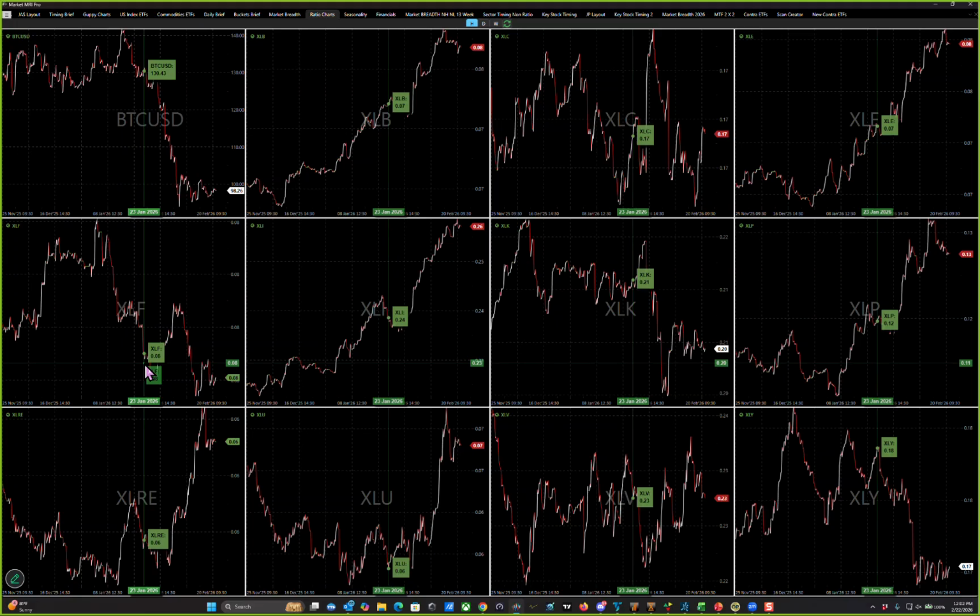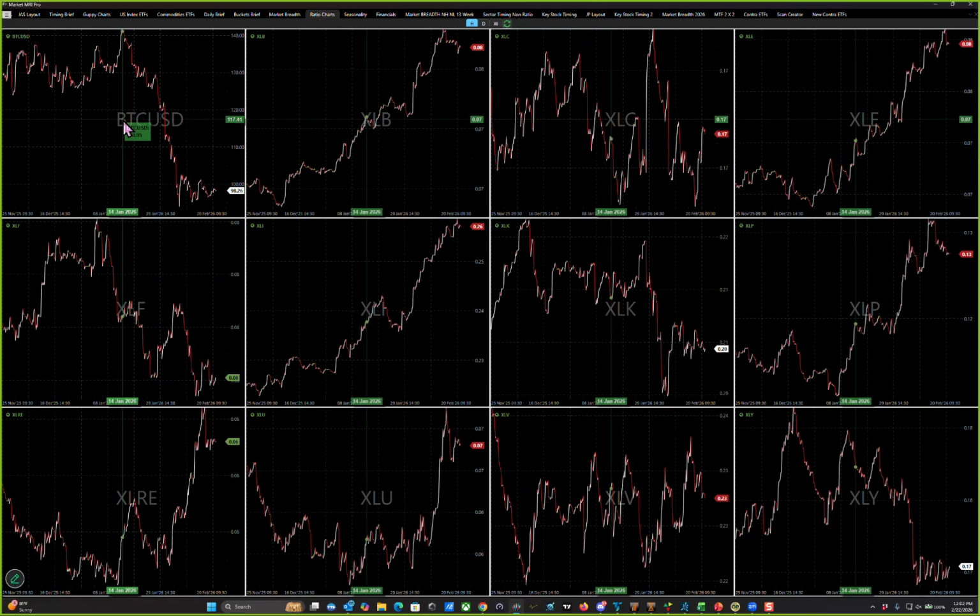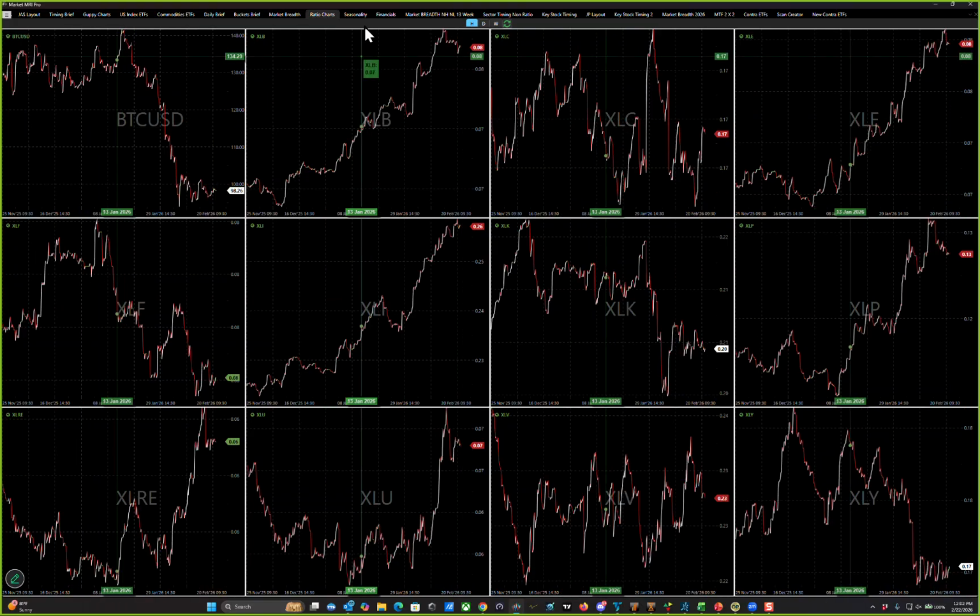I like the line charts, and I include Bitcoin because even though it's not an S&P 500 sector, I think it's important. And I do think it impacts derivatives like MicroStrategy and probably impacts XLK as well. So I like having Bitcoin there.